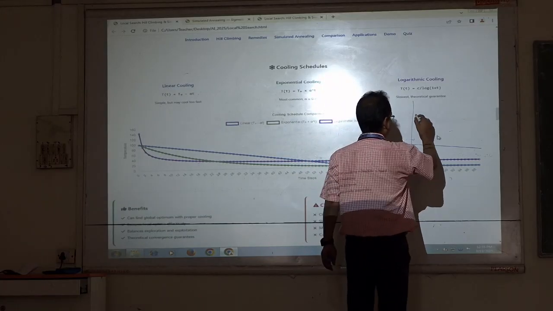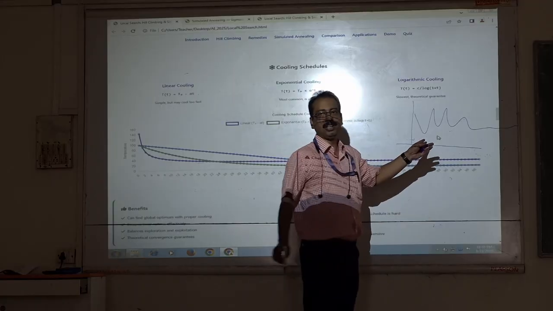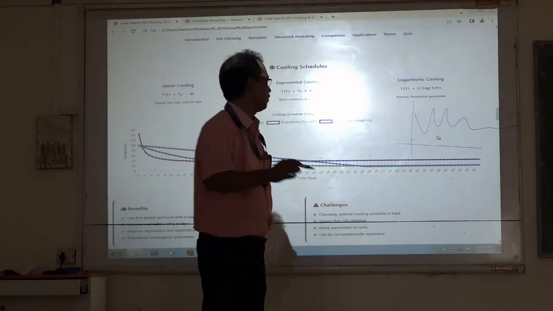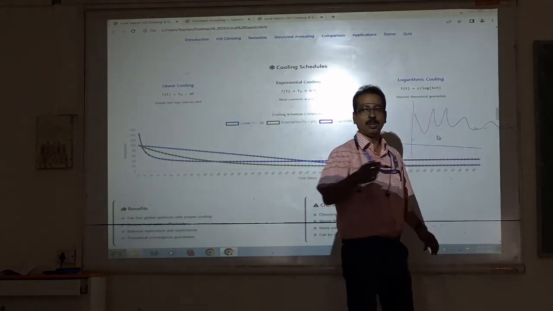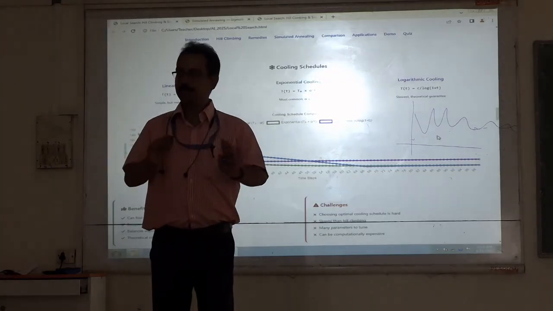If your curve is like this, that means optimization is not taking place at all. It is zigzag. Zigzag means my algorithm is not working, or I am not getting the values consistently, sometimes more, sometimes less.